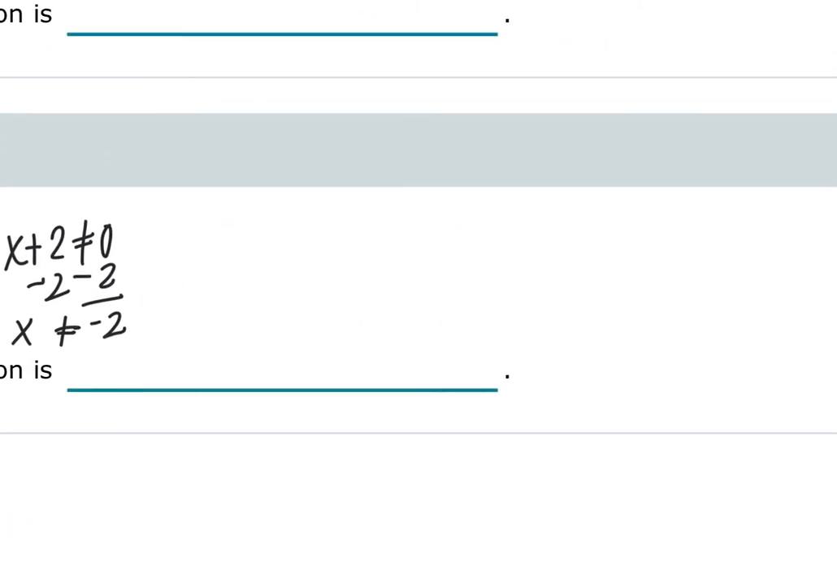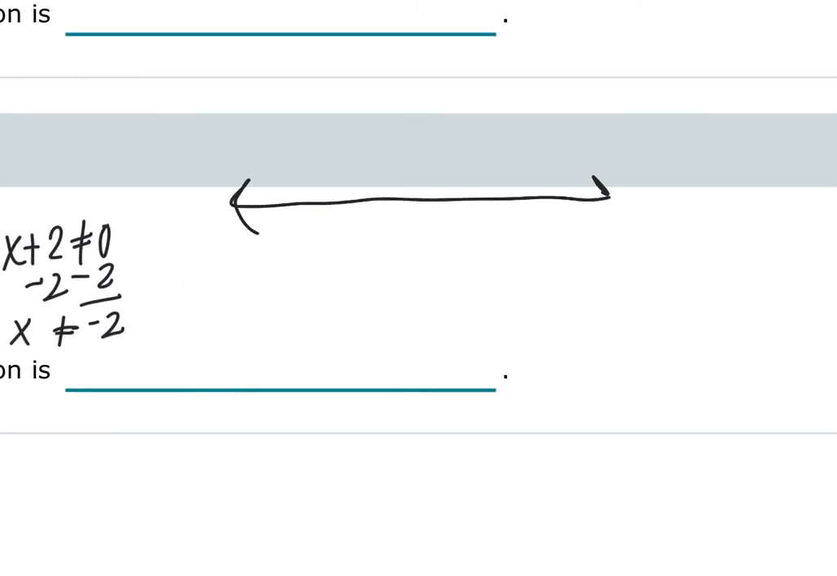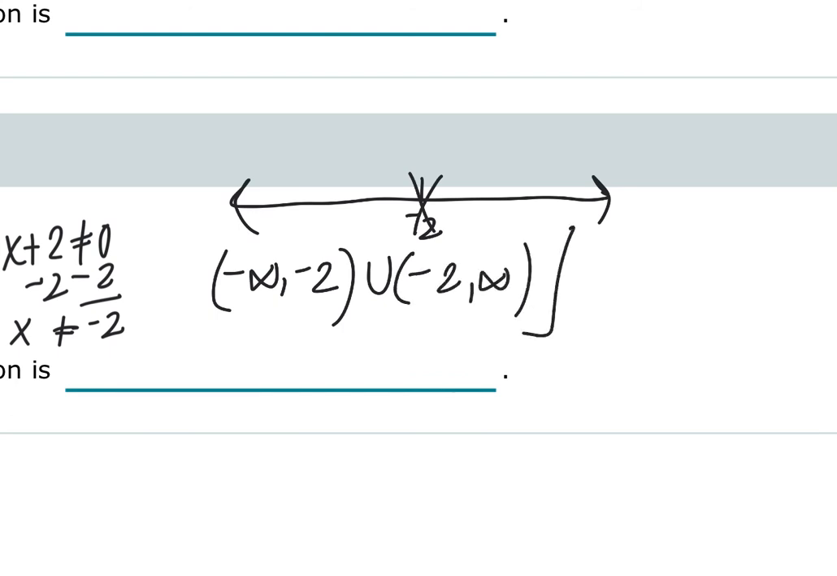So how do you write that in an interval? Again, think about the number line. Here is negative 2. X cannot be that, so it can be anything from negative infinity to negative 2. Pick back up on the other side of negative 2 and go to infinity.